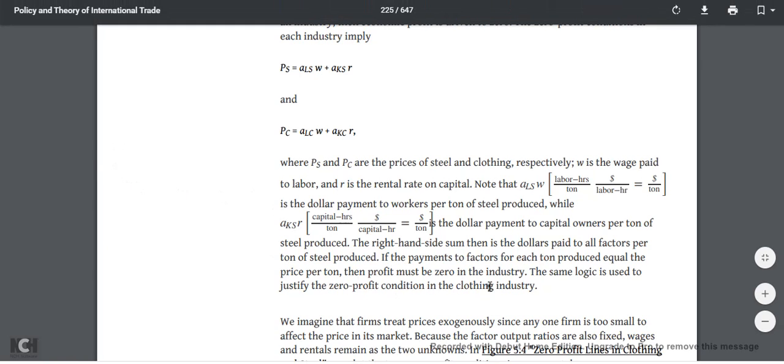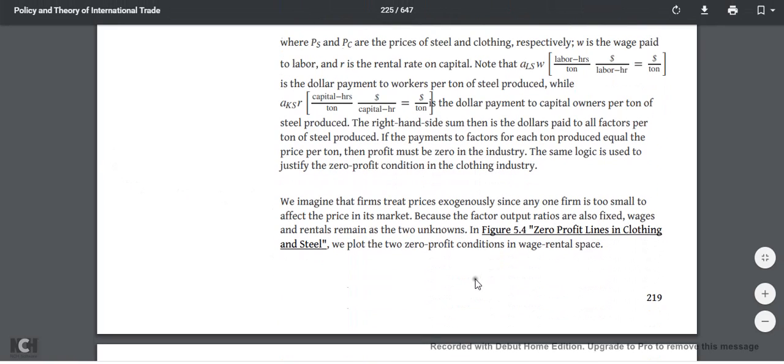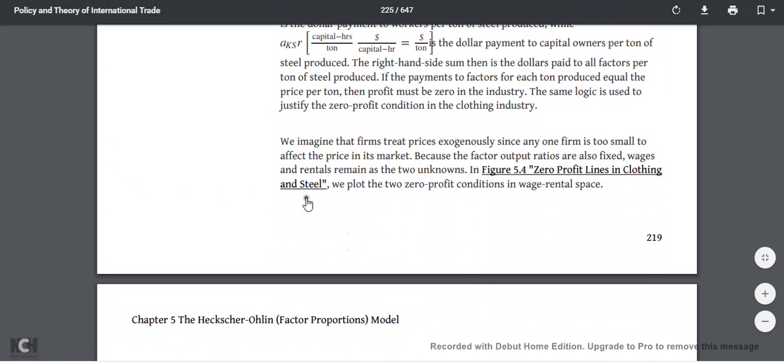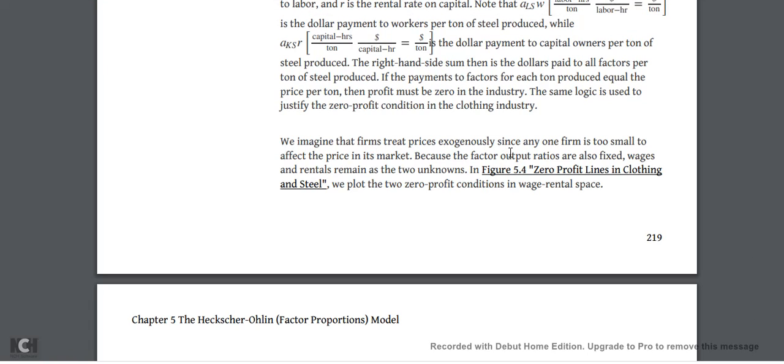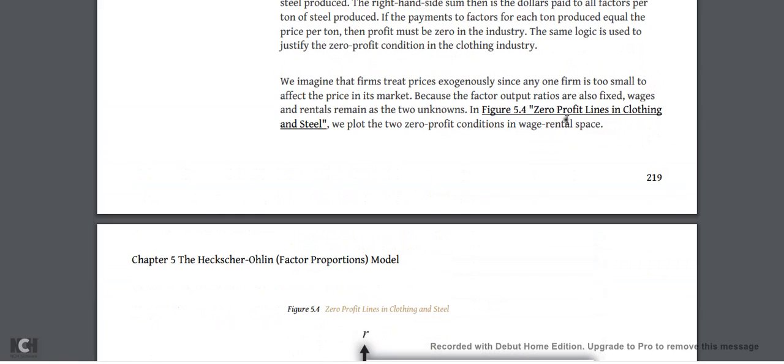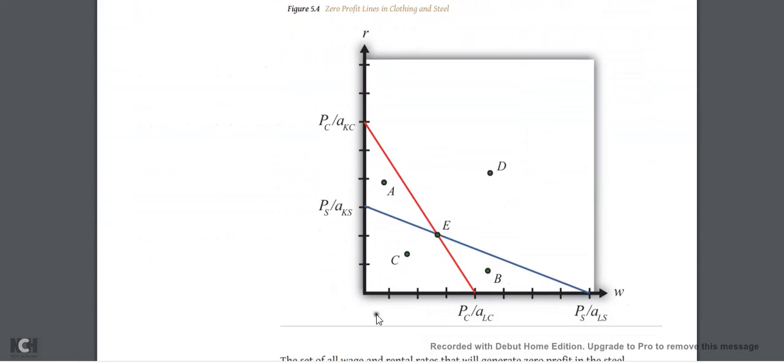Okay. So taking this as an assumption, let us try to understand the production. Let us imagine the firm treats prices exogenously, meaning the price is considered only on these two factors, and all other endogenous factors are neglected. Now we'll plot a graph of the zero profit lines of producing cloth and steel, and we plot these two zero profit conditions in wage-rental space. We will try to plot this zero profit line on a graph.